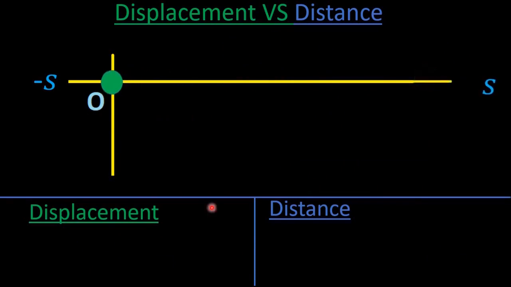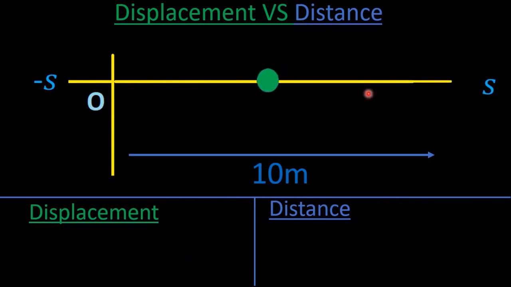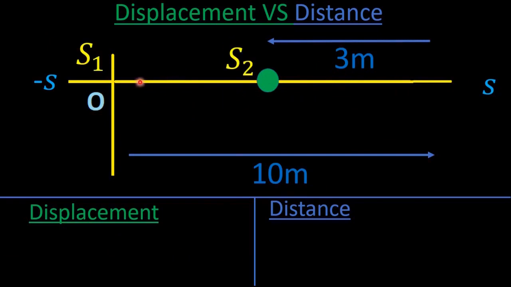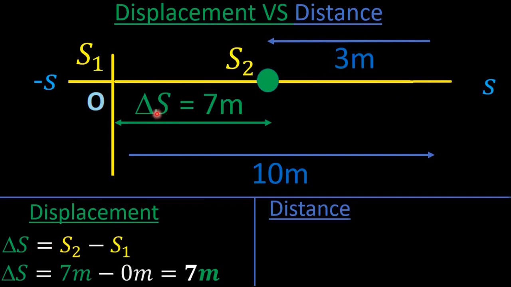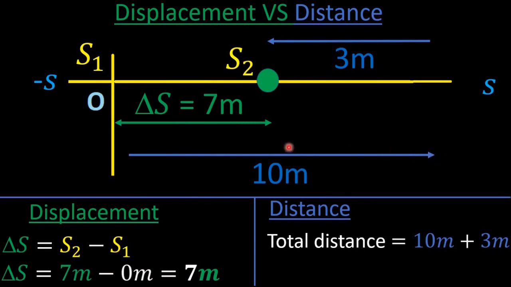Let's have a look at another example to illustrate that. Let's say we have the particle starting off at the origin, then it moved 10 meters to the right, and then it moved 3 meters to the left. We want to know what the displacement is. We're going to say S1 is its original position at the origin, and S2 is its new position. So we apply our formula, delta S equals S2 minus S1. It's moved 10 meters that way, then 3 meters back, so it's now 7 meters away from its original position. The displacement would just be 7 meters, so 7 minus 0 gives us 7. But the distance it's travelled is 10 meters to the right, then 3 meters to the left, so the total distance would be 13 meters.